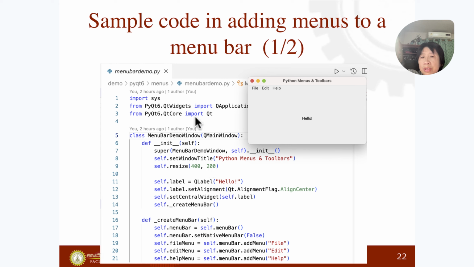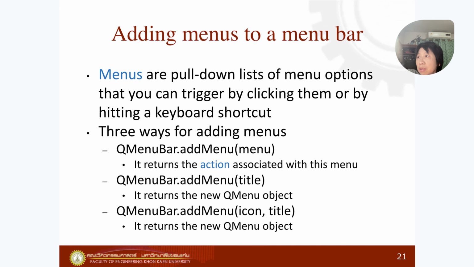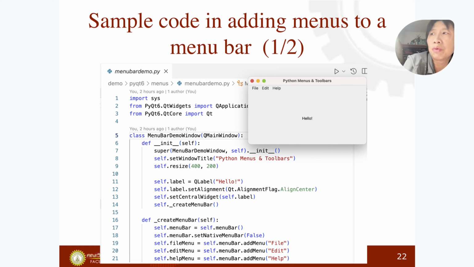Here you can see that now we see the menu bar, right? And the menu bar has three menus: file, edit, help. So here in the create menu bar, we create the object of menu bar and we set native menu bar to be false. Otherwise, we won't see it on Mac. And then we add the menu file to the menu bar, and this returns the menu object right here. Add menu with title will return the new QMenu object. So here we have file menu object, edit menu object, and help menu object.